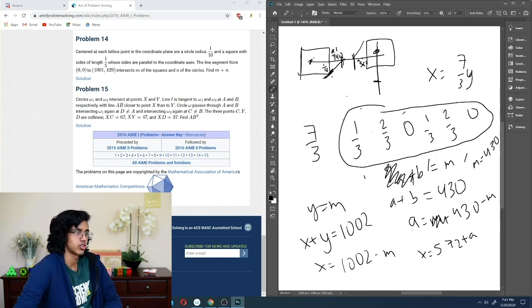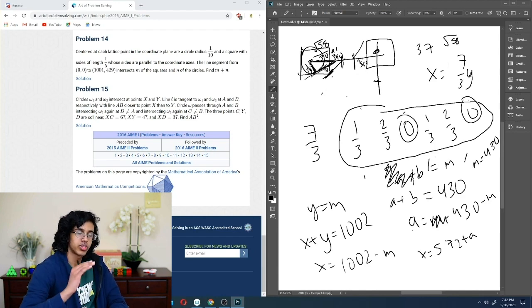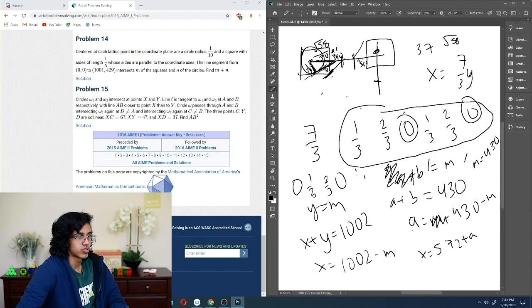So now we just have to find circles. Circles is slightly more complicated, because then you have this and you want this. So this is 1/10, which means it only intersects a circle when it's 0. So 1/3 of the time it intersects a circle. So it's like 0, 1/3, 2/3, 0, 1/3, 2/3, 0, all the way up till 429. So there's 143 zeros plus 1, so 144 circles.